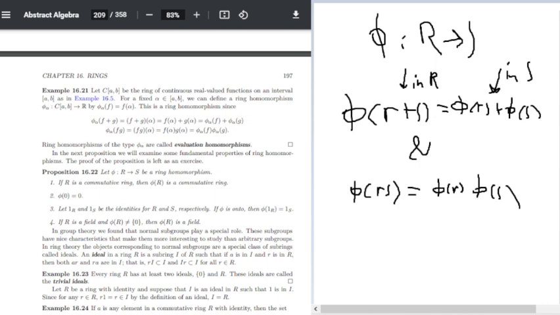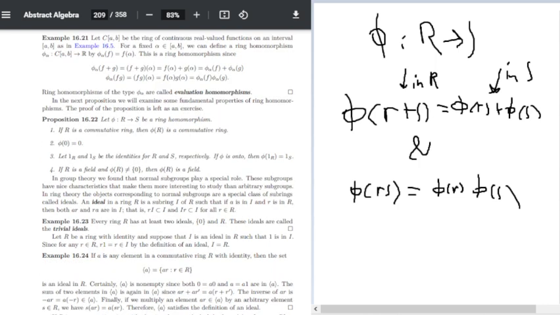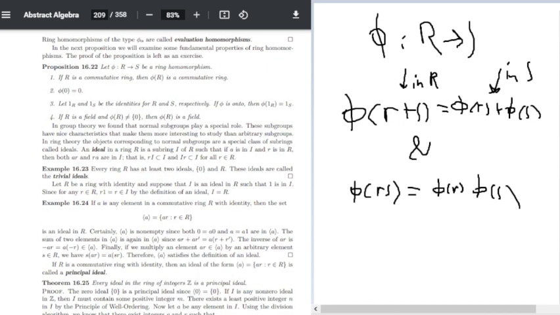The ring homomorphisms of the type φ_α are called evaluation homomorphisms, which seems really subtle, but I'm just going to say there's so much more behind the hood with this. In the next proposition, we will examine some fundamental properties of ring homomorphisms. The proof of the proposition is left as an exercise. So proposition 16.22. Let φ from R to S be a ring homomorphism.